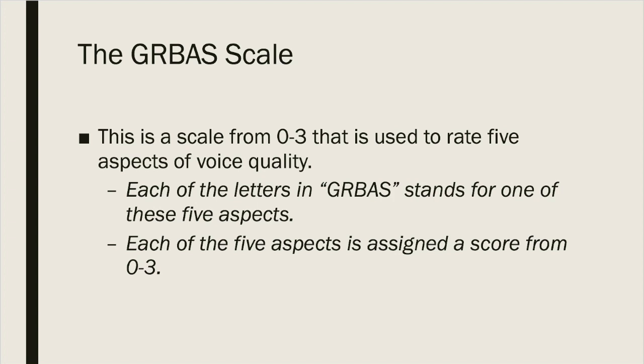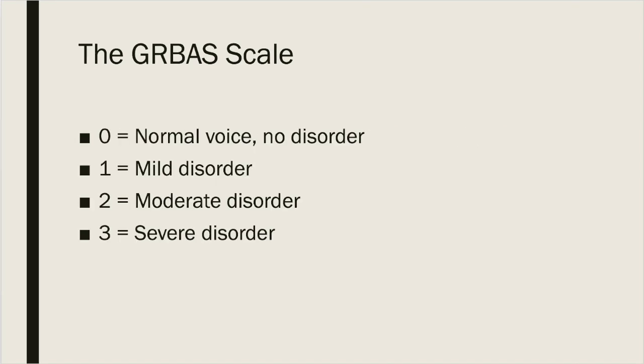Each of the 5 criteria is assigned a score from 0 to 3 by the listener. For each of the 5 aspects, 0 means normal voice, no disorder. 1 means mild disorder. 2 means moderate disorder. And 3 means severe disorder. This is easy to remember because it goes from least to greatest, least disorder to the most severe.